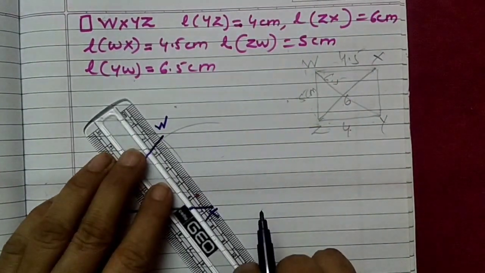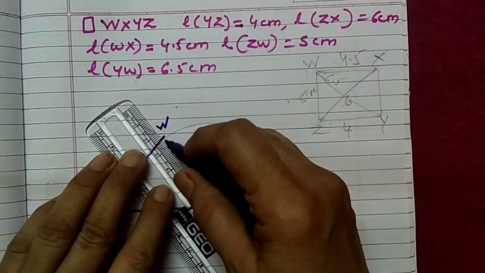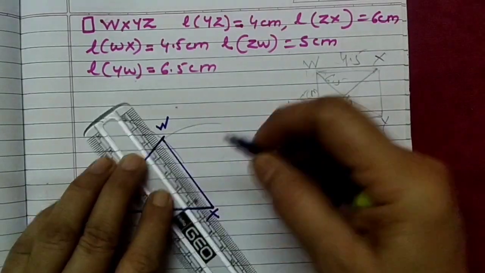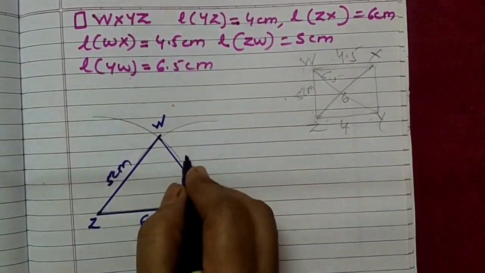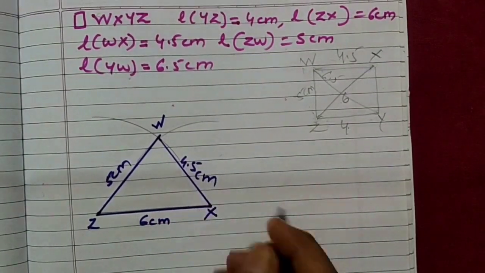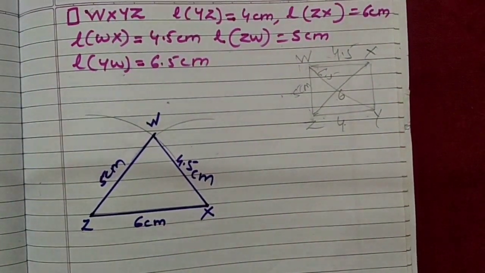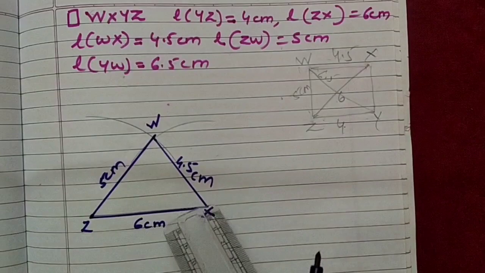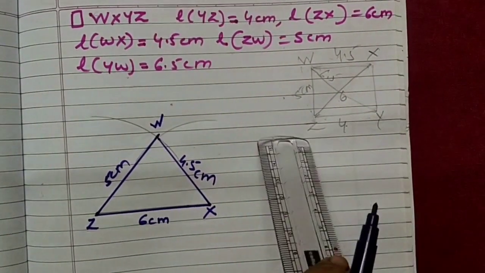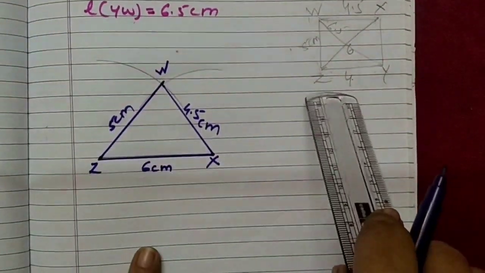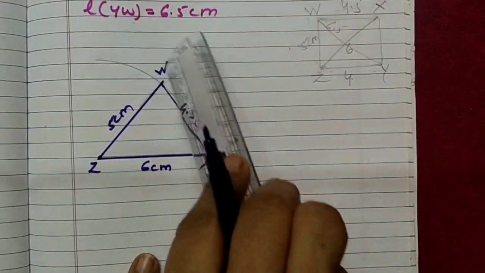I will also join point W to point X. Write the measures. This is 5. This is 4.5 centimeter. Now what do we have here now? This is done. Now we want to find the point Y. Okay. Now to find the point Y, again we should have the same way.